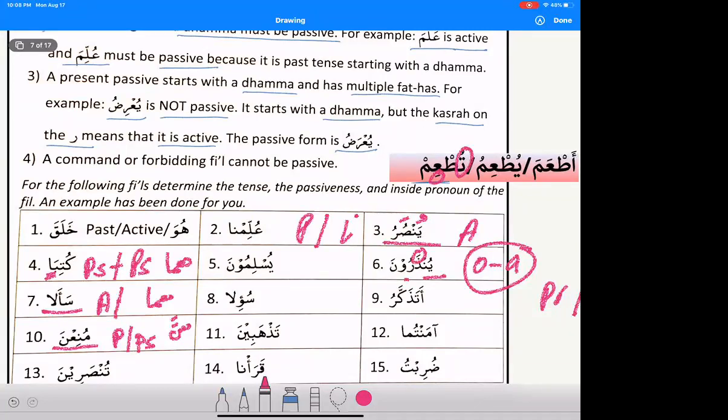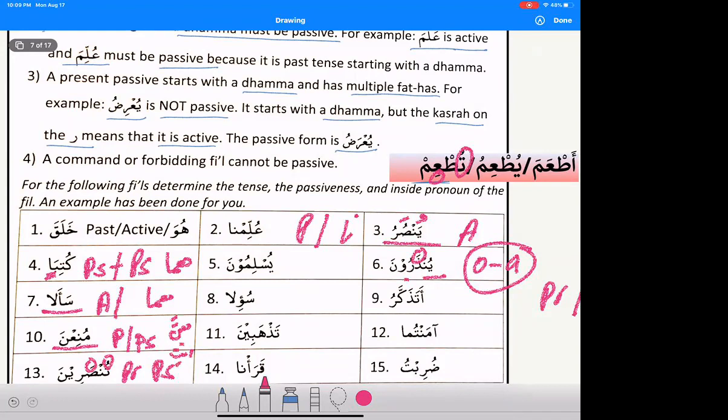Okay, next one, tunsarina. Is that active or passive? First of all, present or past? It's present. Okay, now passive or active? Passive. It looks like a passive one, because of the u and a sound. So this is passive. And now the na'ib fa'il is anti. Very good. This is anti.